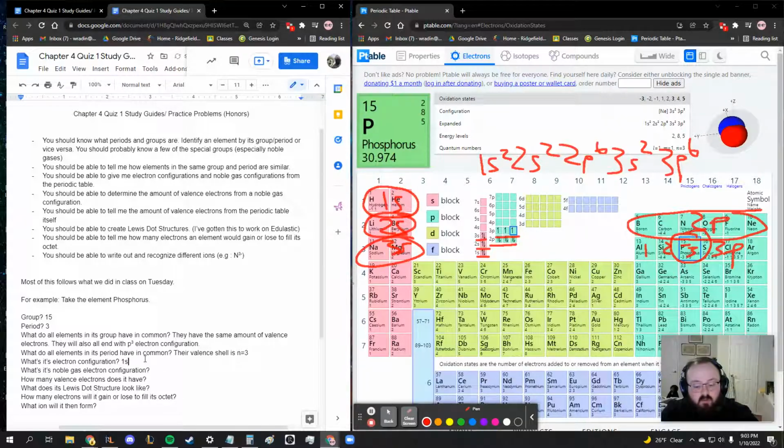So let me type this out. Okay. Oh, that's not 6. I am making mistakes. Sorry about that. I'm just correcting my own mistake. Oops. At least I'm catching it. That's good. 3p3. There is our electron configuration.